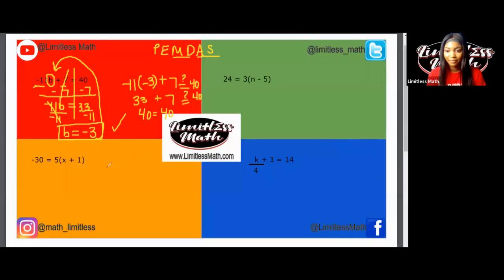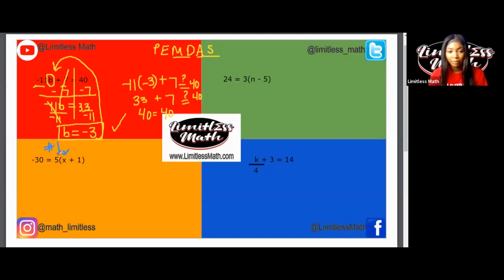Let's move on to question 2 in our yellow grid. We have negative 30 equals 5 times the entire sum, x plus 1, that's in parentheses. Now we can tackle this problem in multiple ways. I'm actually going to show you two. You can choose which way is better for you. A lot of times when people see parentheses and a number on the outside, they immediately jump to distributive property. So let's do that way first. This is method number 1.